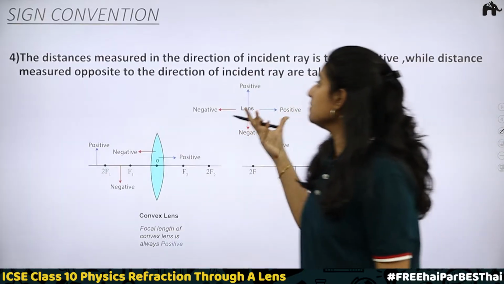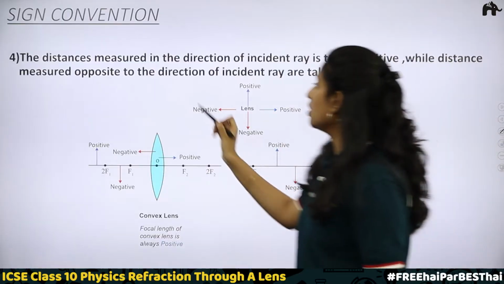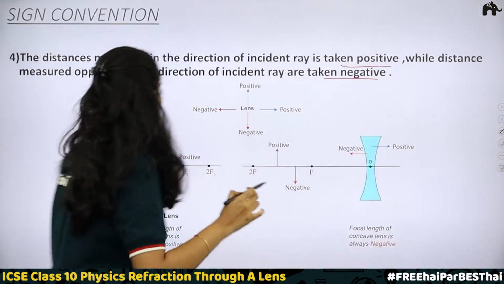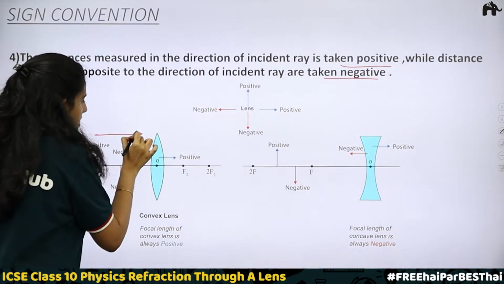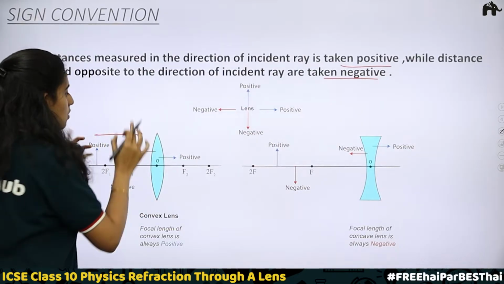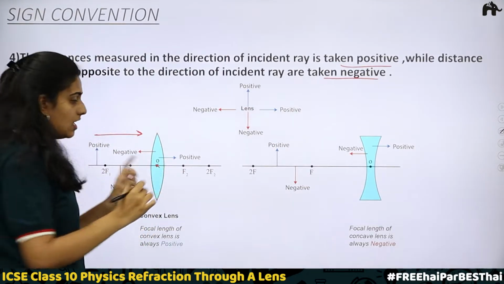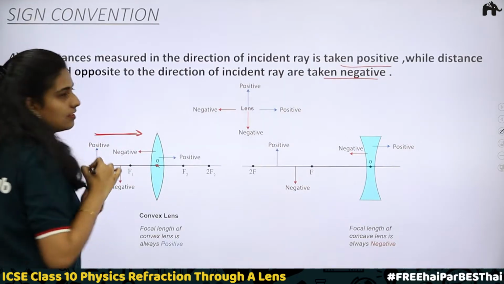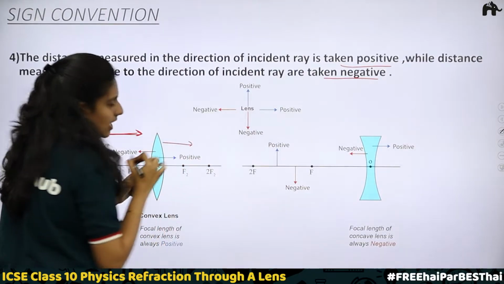Fourth point, the distance measured in the direction of incident ray is taken positive, while distance measured opposite to the direction of incident ray are taken negative. Okay, now consider, here you have an incident ray. This is your incident ray. In which direction is the incident ray moving? Towards the right from left. Okay, now we have said that all the measurements are made with respect to the optical center. From optical center we will be measuring. So, in the direction of incident ray, when you measure from optical center, if you are measuring some values, you will be taking it as positive.